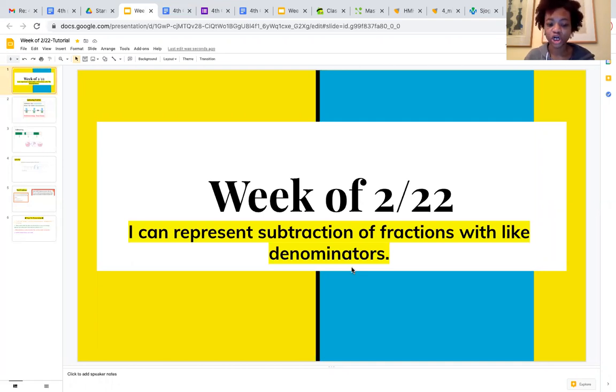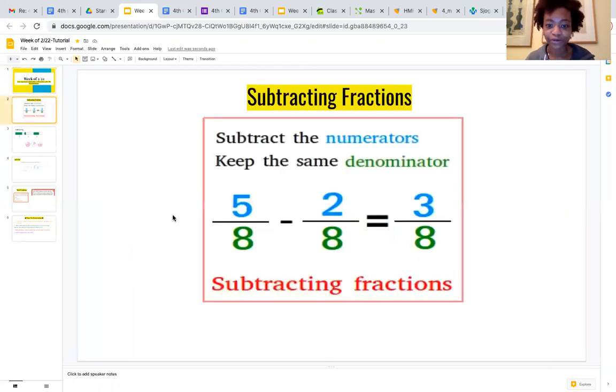This week, we are going to be representing subtraction of fractions with like denominators. This is very similar to what we did just before the break with adding fractions. So I think that this will be a nice transition into what we're doing now.